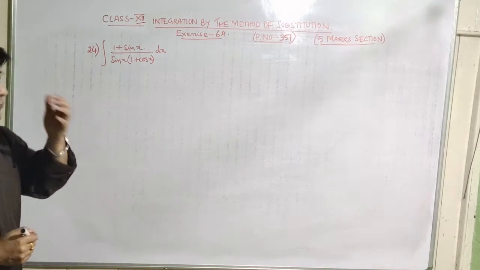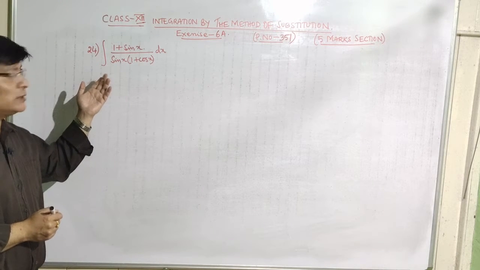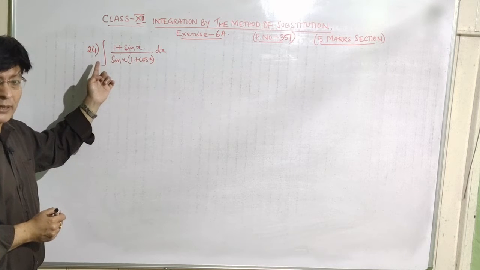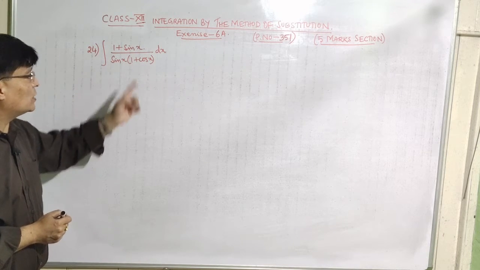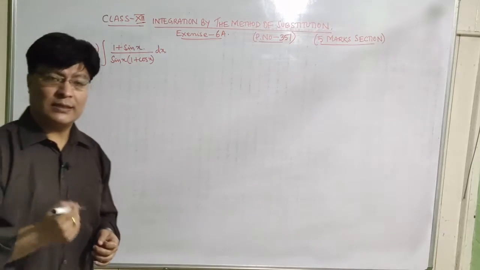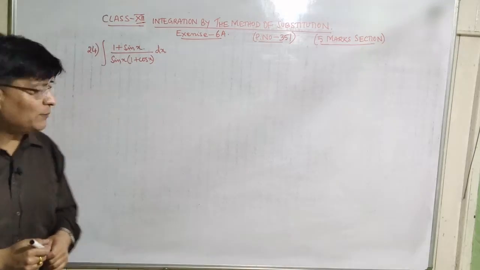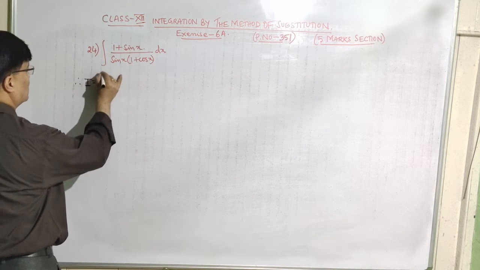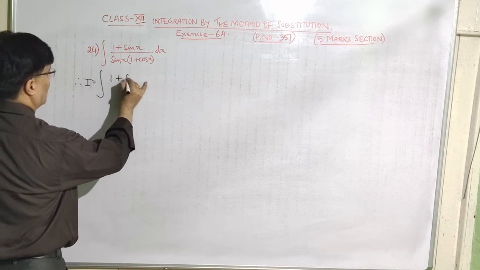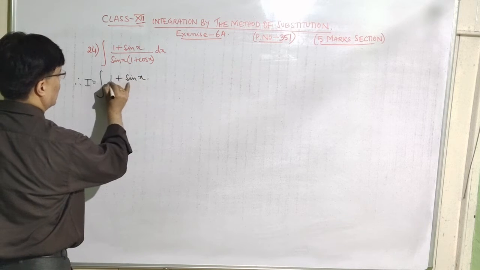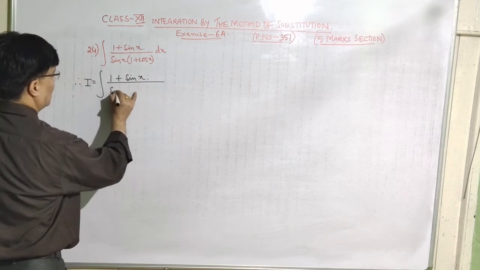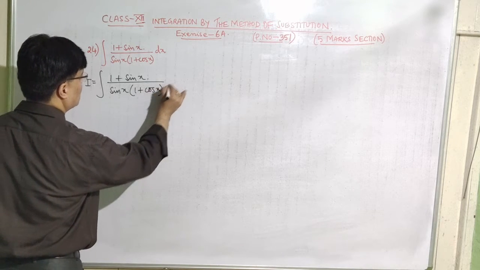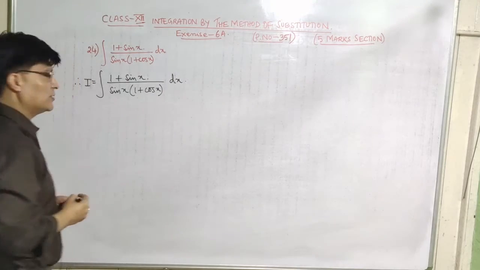So what is question number 24 here? You have to evaluate this integration, that is integral of, in the numerator, 1 plus sin x, divided by sin x into within bracket 1 plus cos x, then dx. Okay, so let us write here I is equal to integration of 1 plus sin x divided by sin x into 1 plus cos x bracket closed dx.